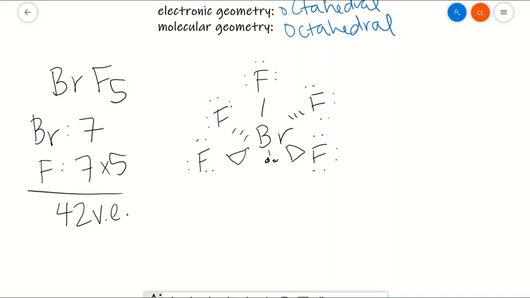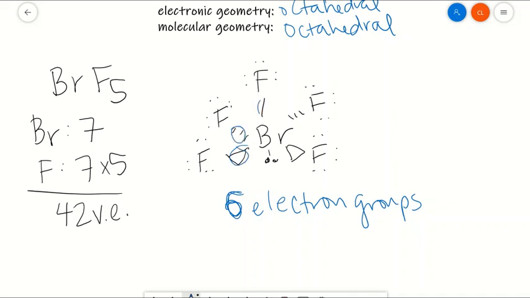All right, and then we have our one lone pair. So again, we're going to ask the same questions. How many electron groups are around the bromine? We have 6 electron groups. And then we want to see how many of them are bonding. 5 of them are bonding. And then we have our one lone pair.